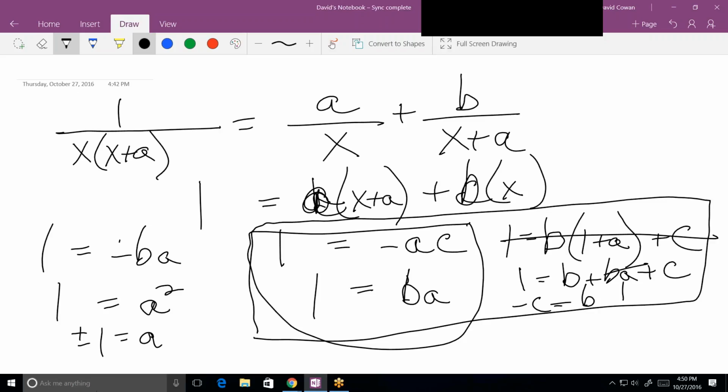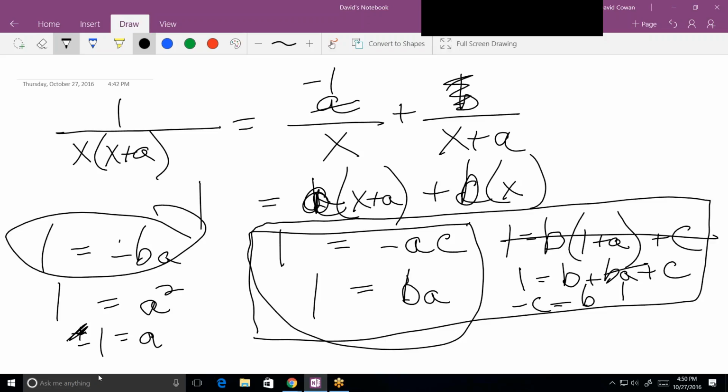And A has to be minus 1 for this one to be true. So that's minus 1. And B has to be plus 1. Okay, so that should be our answer, and it should be relatively easy to check.